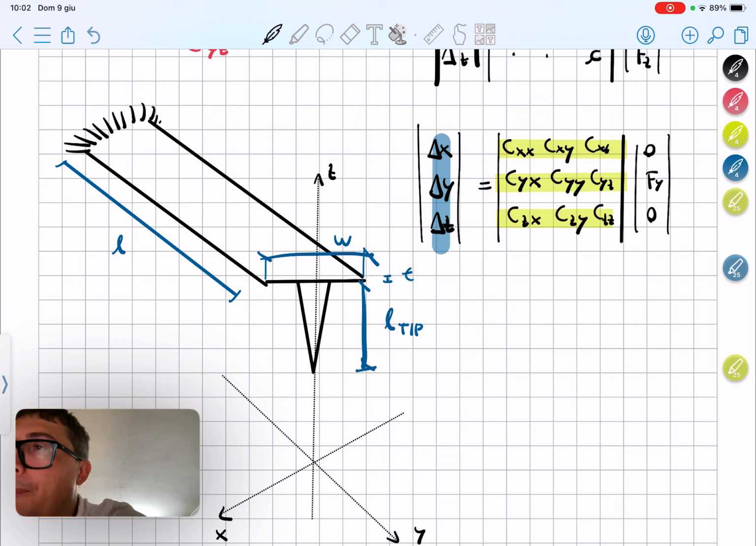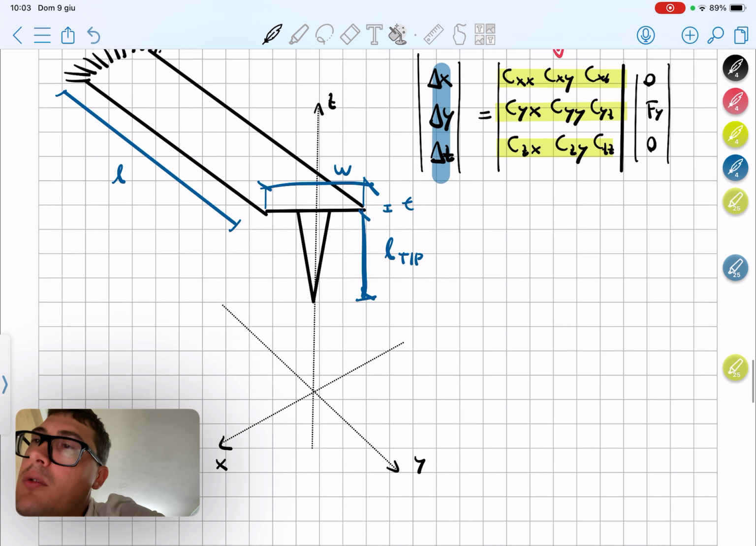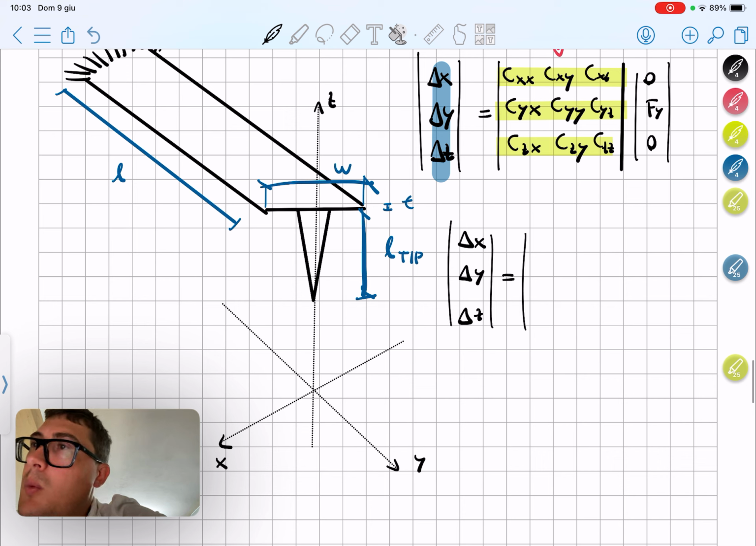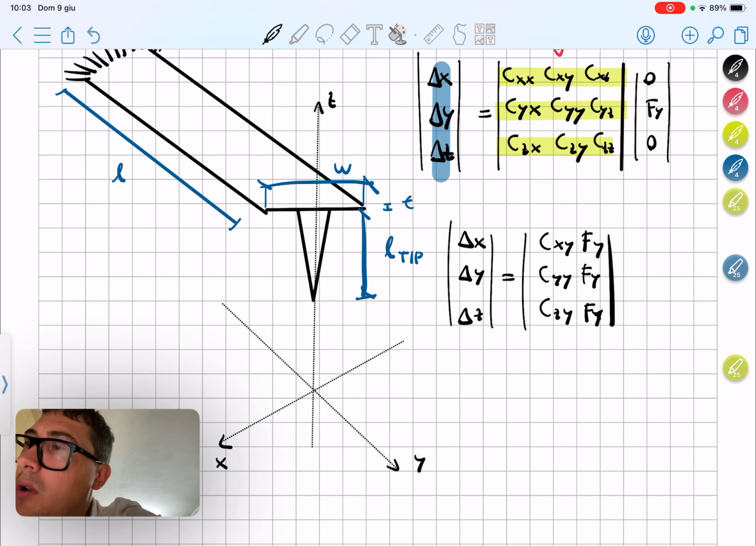So the other are 0, which means that we are extracting this column here, okay, by doing the matrix multiplication, which is delta x, delta y, and delta z, which is equal to, let's put it directly into an equation form. So it's Cxy f of y, Cyy f of y, and Czy f of y. Okay, so this is what we need.